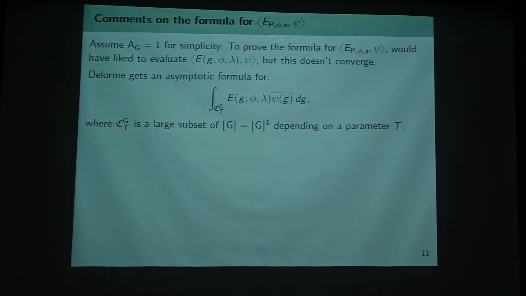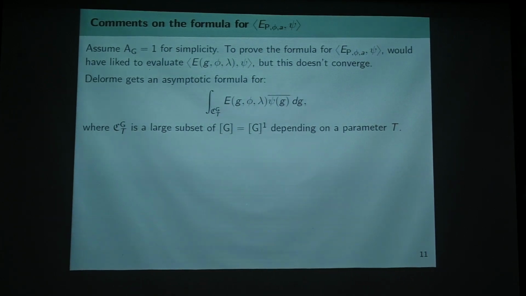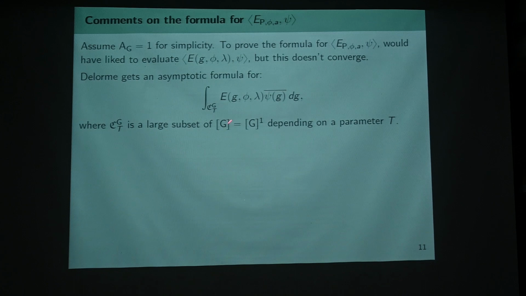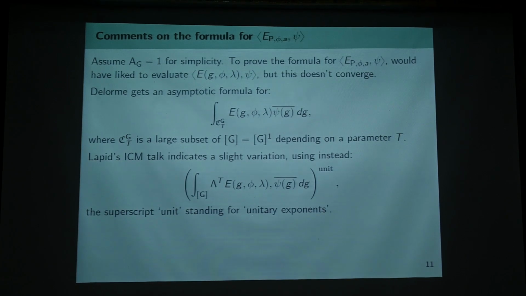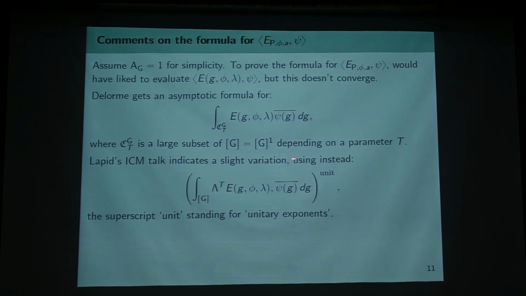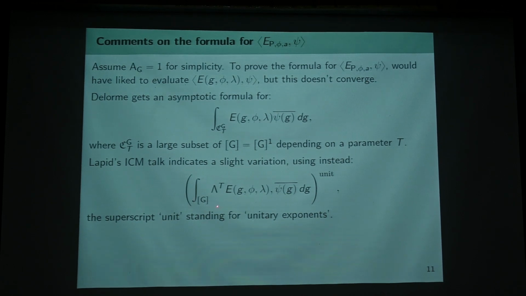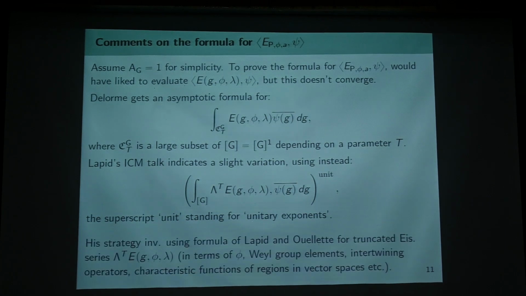Okay. So this is kind of like the truncation that Arthur uses for the local trace formula. Instead of truncating by subtracting constant terms depending on a cutoff, what you are doing is you are just choosing to integrate on some finite volume region instead. So conceptually this might look simpler, but it can lead to other difficulties. Lapid's ICM talk indicates a slight variation where instead of integrating over a large subset, he is actually integrating on G, but he is actually using truncation. Okay, so I don't want to discuss more details.